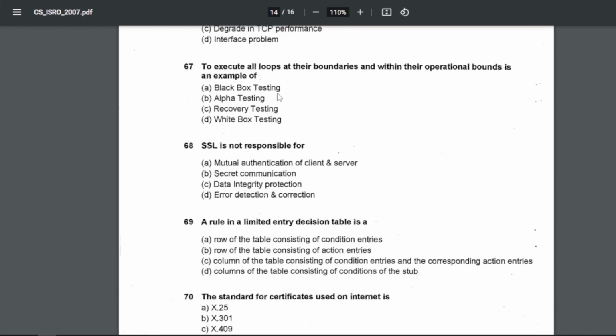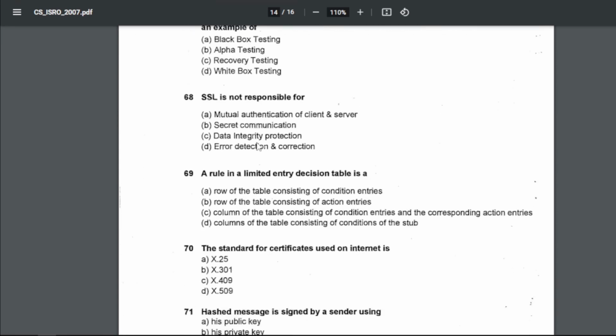67 is: to execute all loops at their boundaries and within their operational bounds is an example of what? For 67 our answer will be D, that is white box testing. To execute all loops at their boundaries and within their operational bounds is an example of white box testing, right? So D will be the answer.